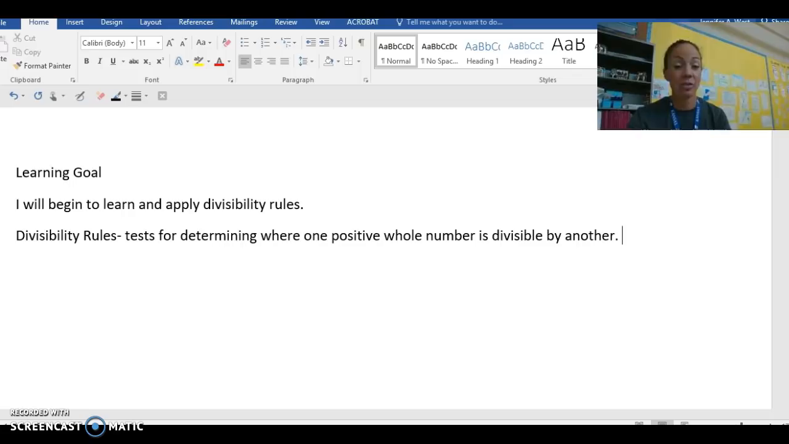The definition for divisibility rules is tests for determining whether one positive whole number is divisible by another. You'll have to hit pause again to get that in your notes too. Guys, I know this all sounds confusing, but as we work through this video and even through the next few days of class, it'll start to make more sense. Don't worry, I promise.